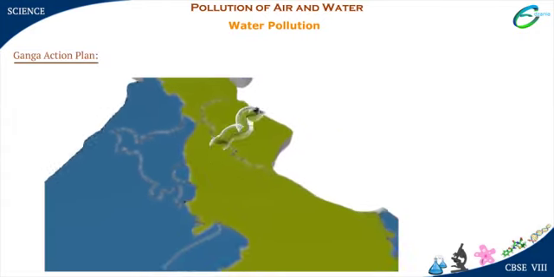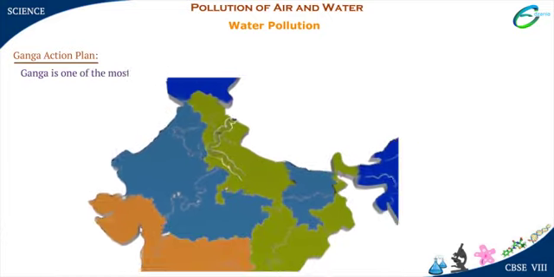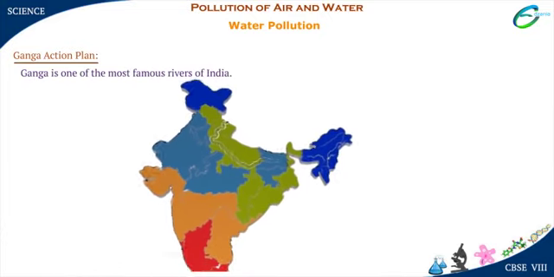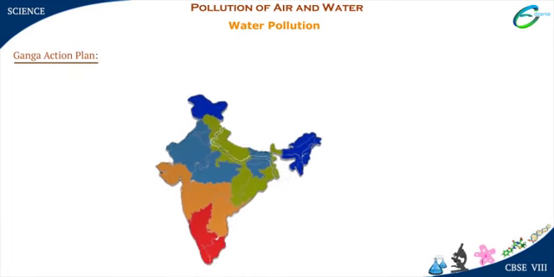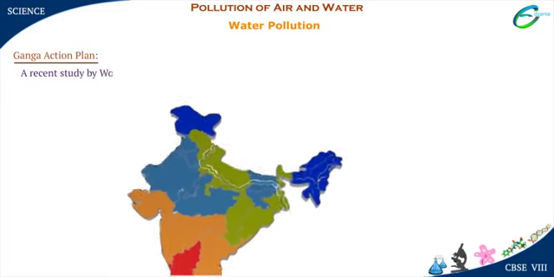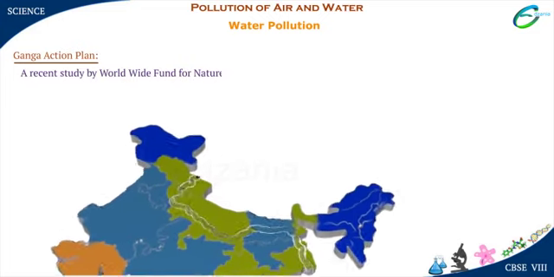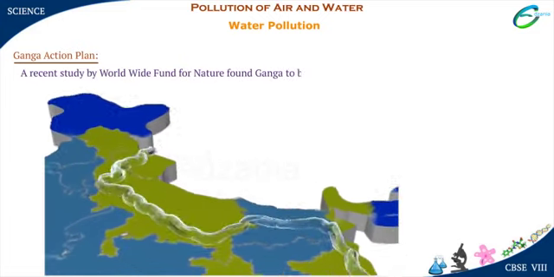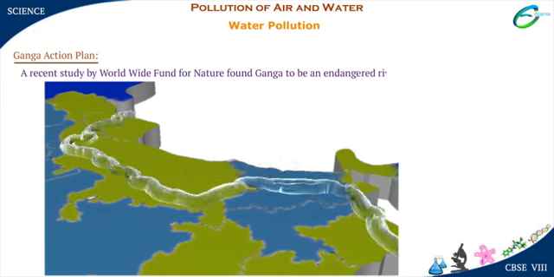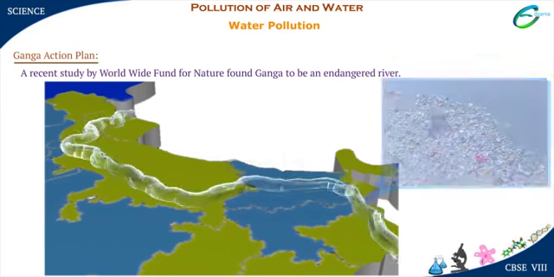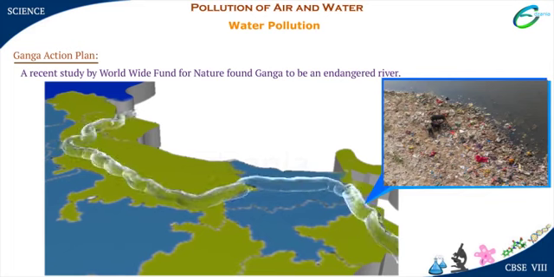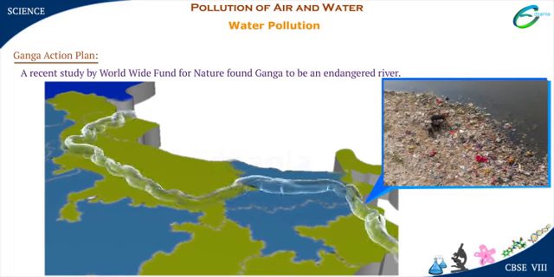Ganga Action Plan. Ganga is one of the most famous rivers of India. It fulfills the daily needs and livelihoods of millions of people. However, a recent study by the Worldwide Fund for Nature found that Ganga is one of the 10 most endangered rivers of the world. This is because of the increase in pollution of water.